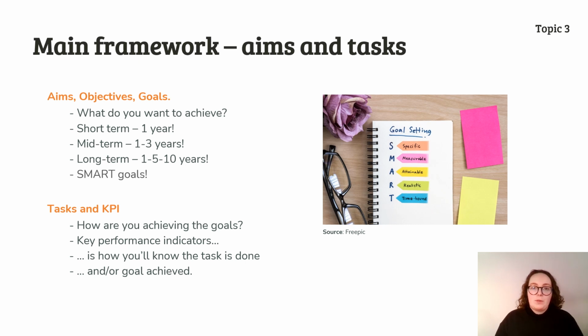Tasks and key performance indicators are the next structural level in the strategy. Tasks are activities that you need to do in order to achieve your aims. You answer the question of how you are achieving these goals. Tracking your key performance indicators, or KPIs, is how you will know that the task is done, whether something has been achieved or a certain quantified result collected.